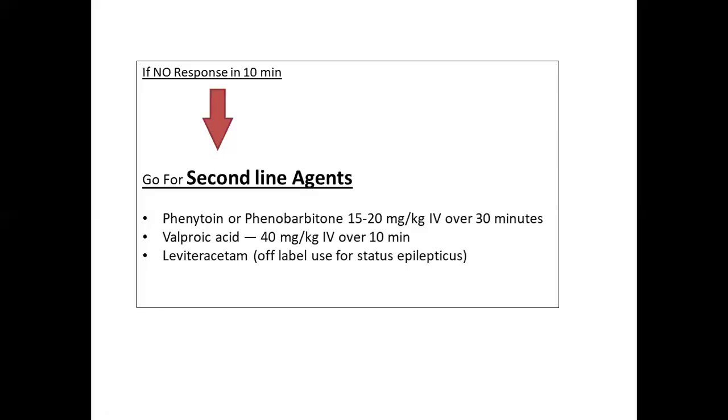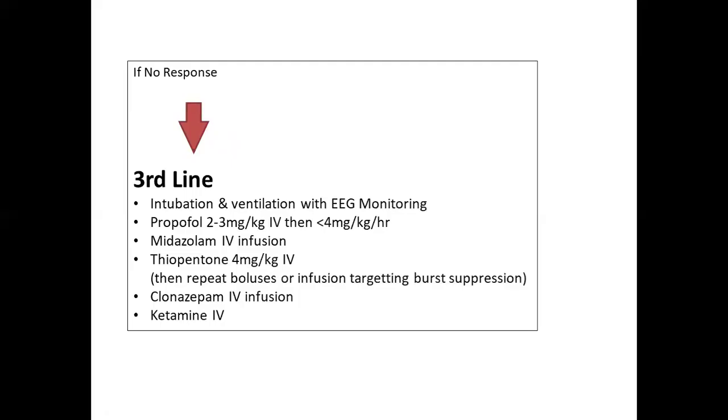If there is no response, what am I going to do? Then we go for the third line measures, right? Third line measures means we should ideally intubate the patient and ventilate with continuous EEG monitoring. Other than that, we should give a propofol or midazolam infusion, propofol IV, thiopentone sodium IV, like medications, right? You can try ketamine IV also here.